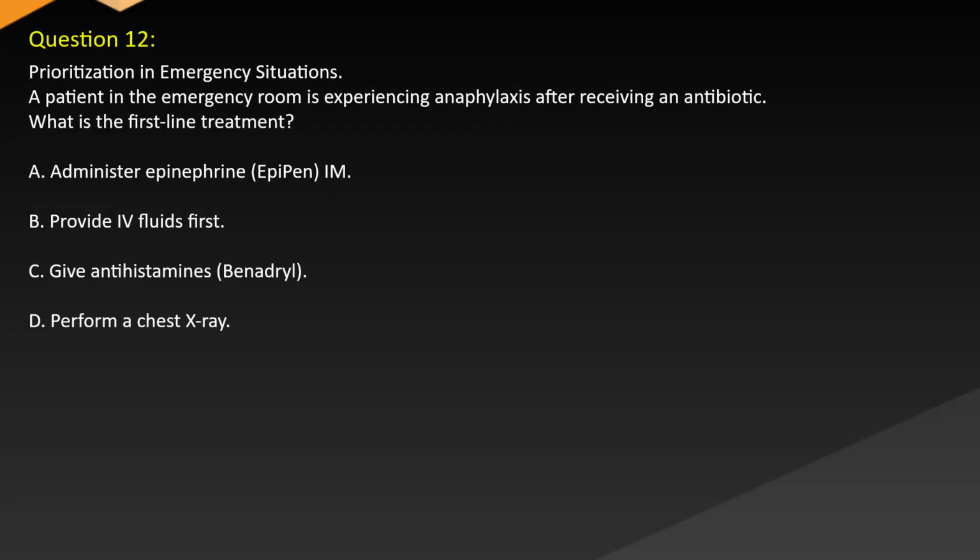Question 12. Prioritization in emergency situations. A patient in the emergency room is experiencing anaphylaxis after receiving an antibiotic. What is the first-line treatment? A. Administer epinephrine, EpiPen. B. Provide steroids first. C. Give antihistamines, Benadryl. D. Perform a chest X-ray.